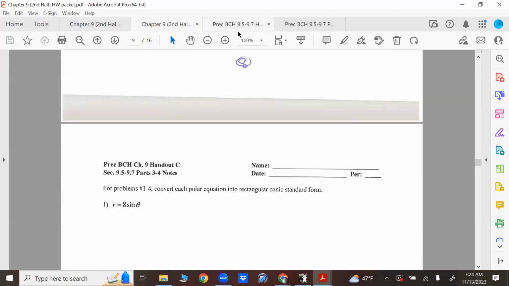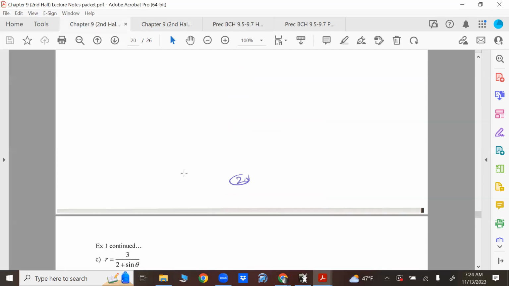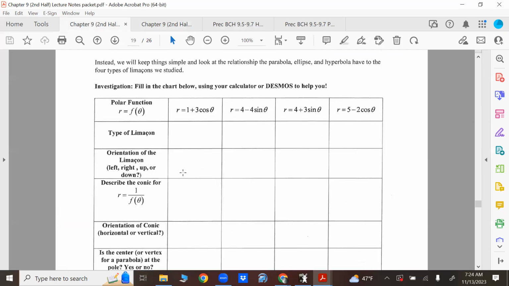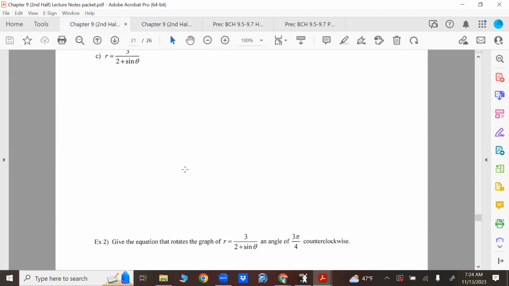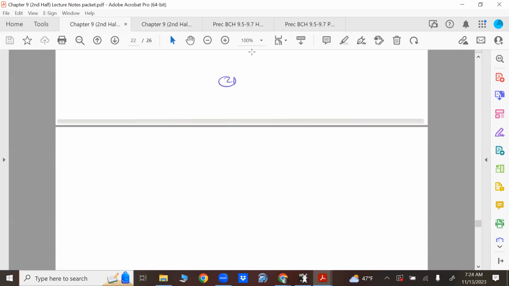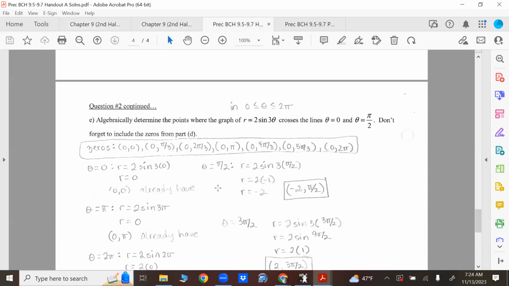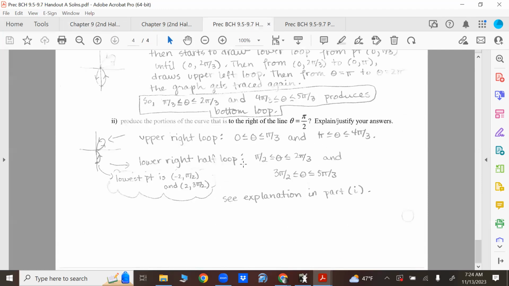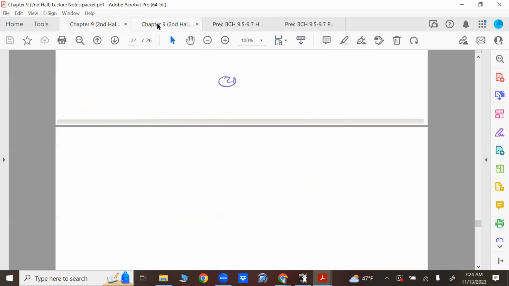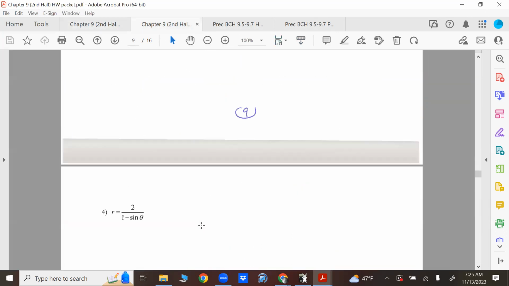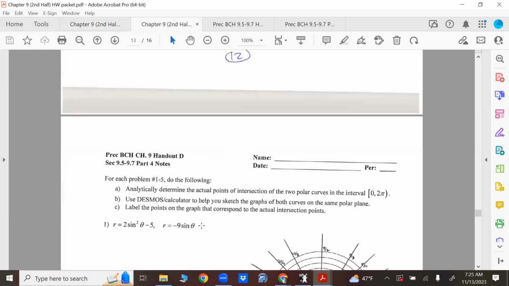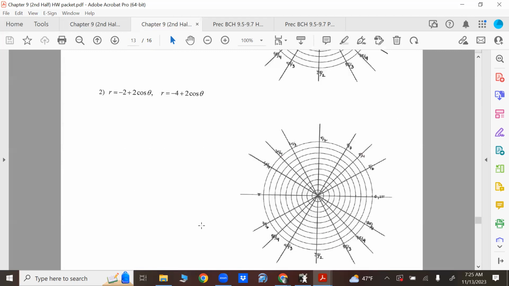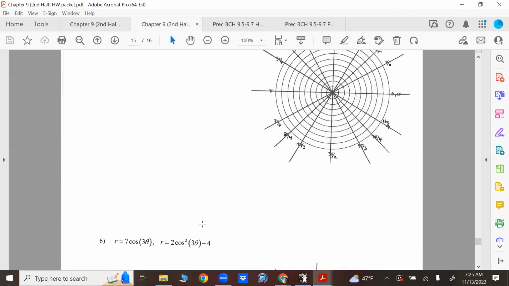And then we'll do part 3 of the notes, which I believe connects to conics, if I'm not mistaken. Yeah, connects to conics. So we'll have that discussion in class on Wednesday. And then, of course, homework for that will be handout C, which is all right here. And then we'll work on handout D in class on Friday when we finish off those notes. So we still got a lot to do.